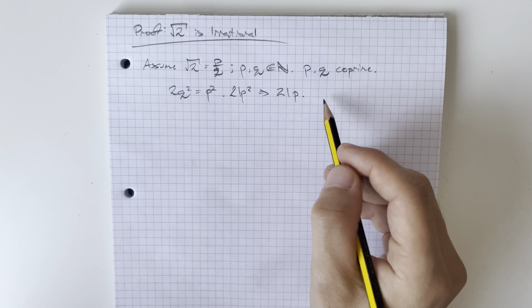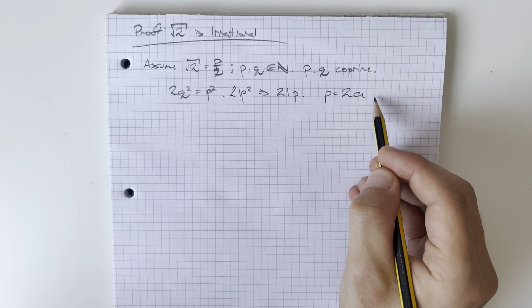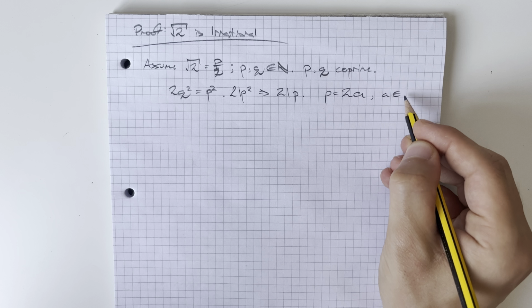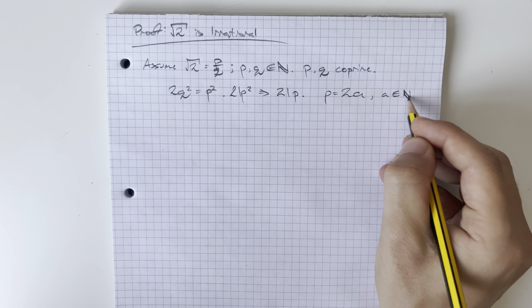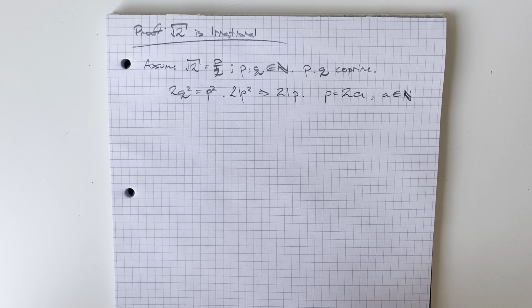We can use this fact and say that p can be written as 2 times something else. We'll call that something else a, and that a has to be an integer as well. So we're just saying there that because it has a factor of 2, we can write it as 2 times something, which kind of makes sense.